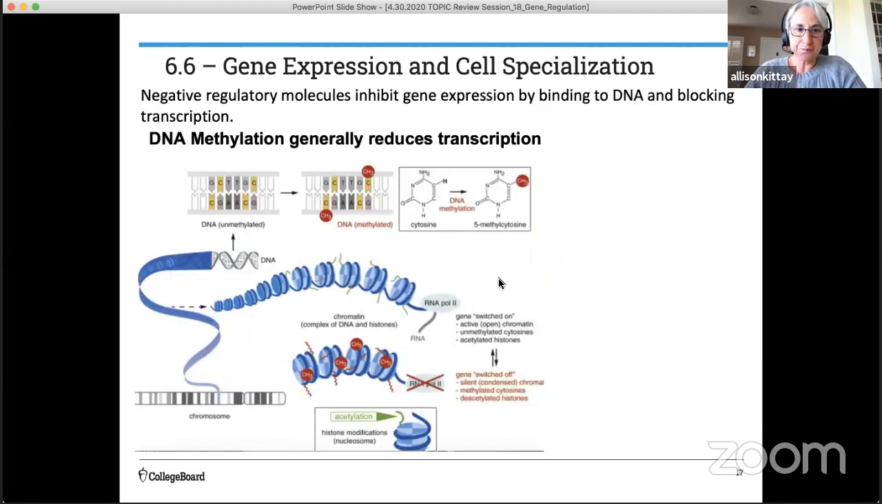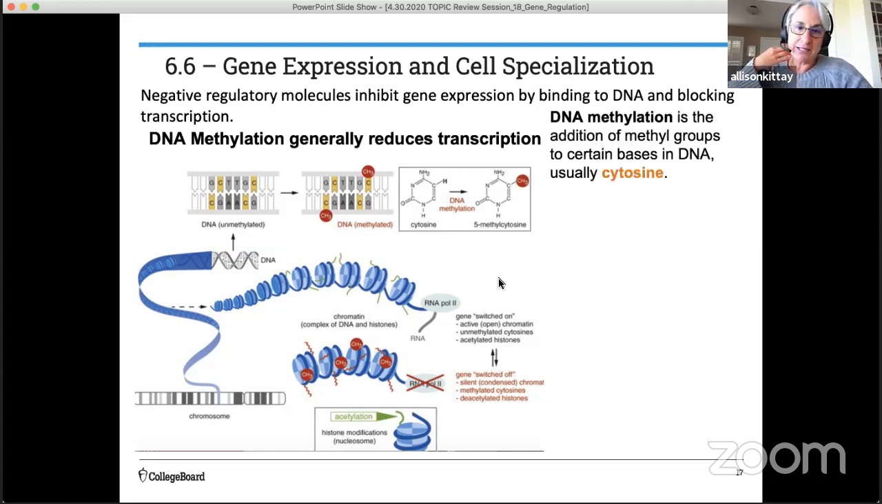So there are some negative regulatory molecules that inhibit gene expression by binding to DNA and blocking transcription. And the main way that I'm going to talk about here is through DNA methylation, which greatly reduces transcription because it's going to prevent the RNA polymerase from actually getting into that gene. So what happens in DNA methylation is we're going to add some methyl groups to certain bases in DNA, and it's usually cytosine. So if you look at my image, you can see that there are methyl groups attached to those cytosine nucleotides.